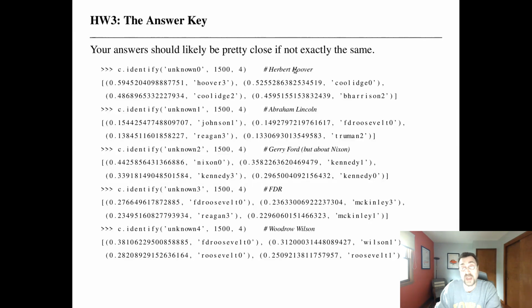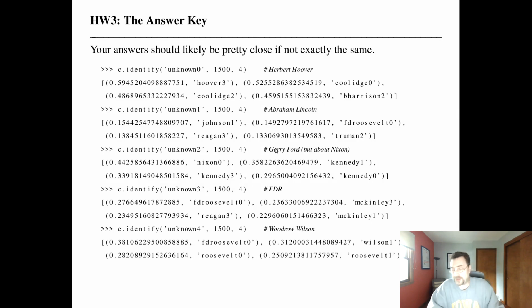The unknown zero speech is actually by Herbert Hoover. I find that it's closest to Hoover's third speech, but also Coolidge's speeches and Harrison's speeches. The second unknown is the Gettysburg Address by Abraham Lincoln. Lincoln doesn't show up in any of these, which, as we discussed in class on Friday, is because the Gettysburg Address is really not like many of Abraham Lincoln's speeches. It's quite different. It's very short. It's very abstract, and it didn't really present a good match. You'll notice here the Hoover speech has a number close enough to 1, but the best match for the Lincoln speech is really not a very good match at all.